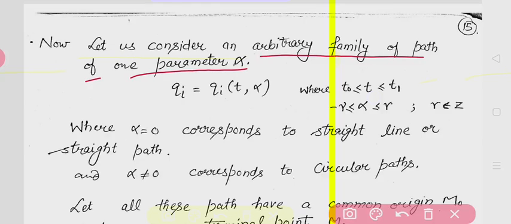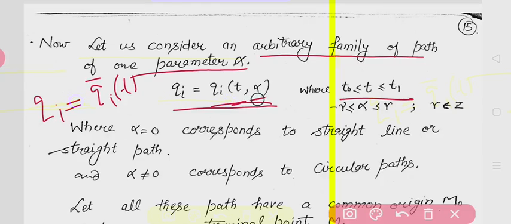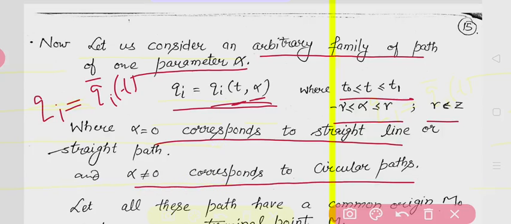That means qi was a function of t, but here we are denoting qi as a function of t and alpha. So we denote the family of paths by a one-parameter alpha. Here t varies from t0 to t1, and alpha varies from minus gamma to gamma, where gamma is some integer. Alpha equal to zero corresponds to the straight path or straight line, and alpha non-zero corresponds to the circular paths.